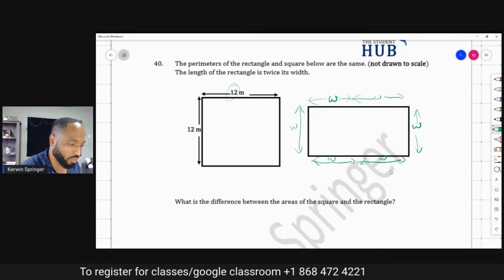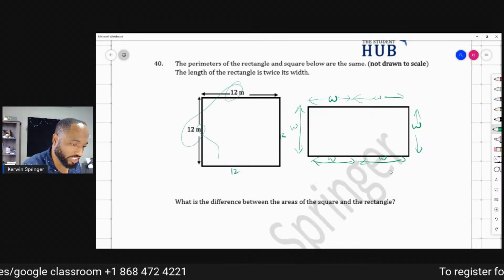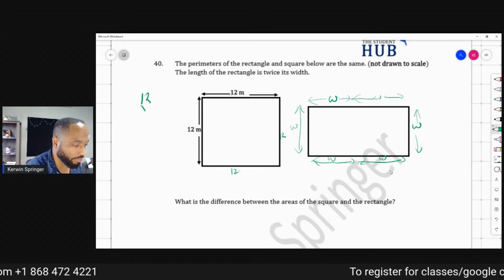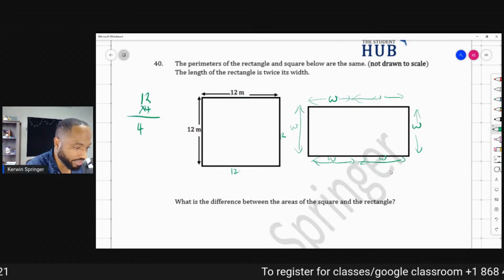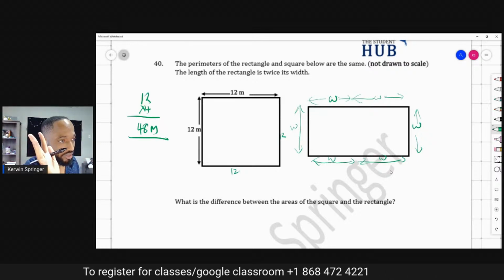So 12, 12. This is also 12, 12. So the perimeter of this is equal to the perimeter of the rectangle. So 12 times 4 is 48 meters. You'll agree with that perimeter. Don't put meters squared, people.